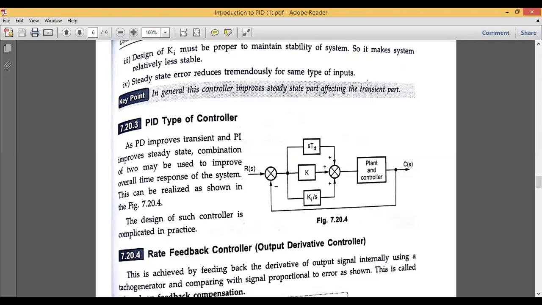Still your error is reduced to 0, and the only thing is we need to maintain the value of Ki. It should be designed in such a way that the stability of the system should not vary based on the changes in the conditions. So with this topic of PI, I conclude today's topic on PI controller.